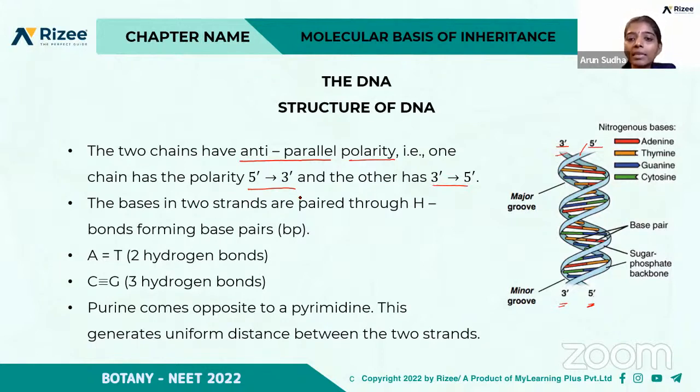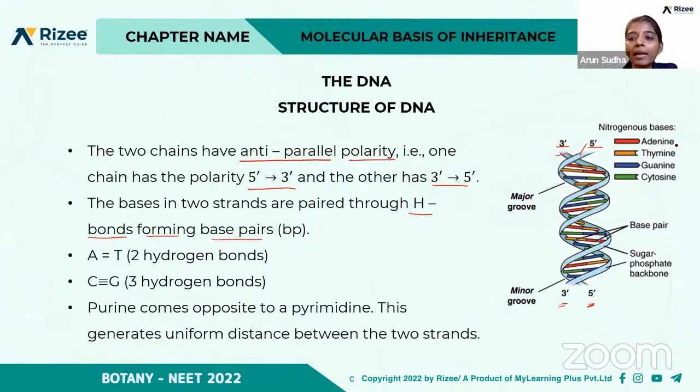And the bases in the two strands are paired through hydrogen bonds forming base pairs. Okay, so between the base pairs, that's what we saw, they are linked by hydrogen bonds between the adenine and thymine and between guanine and cytosine. Okay, so purine comes opposite to a pyrimidine. So this generates a uniform distance between the two strands.